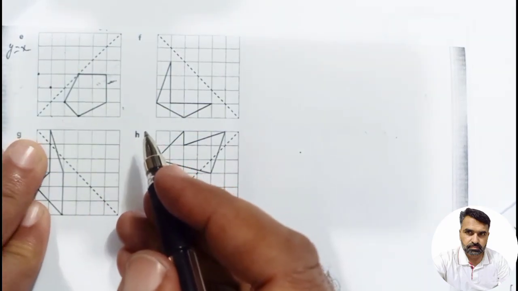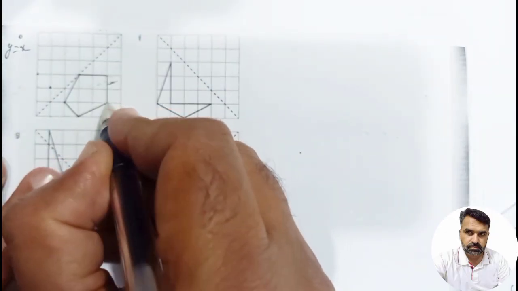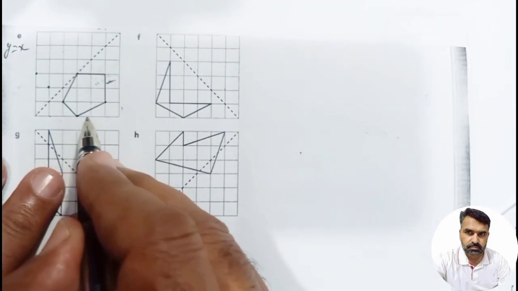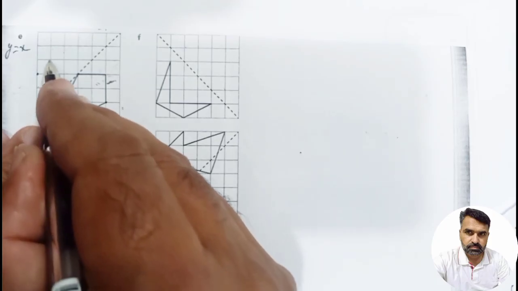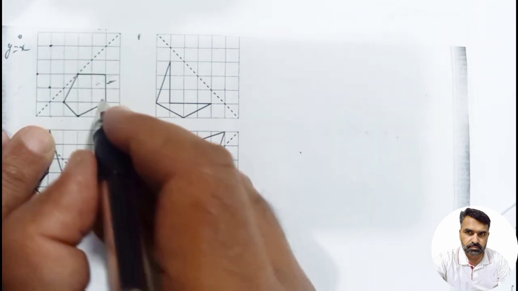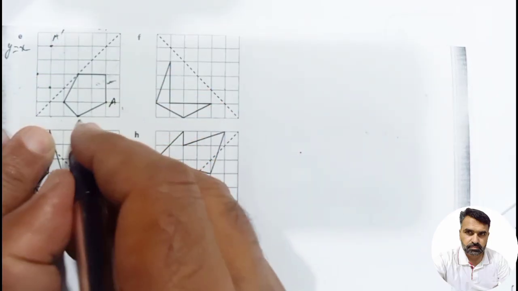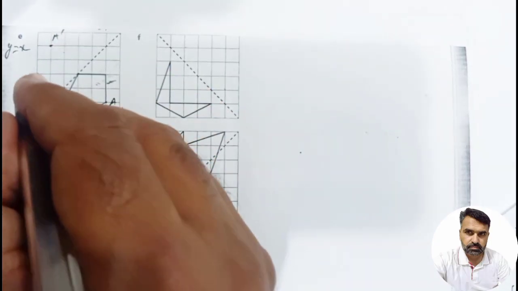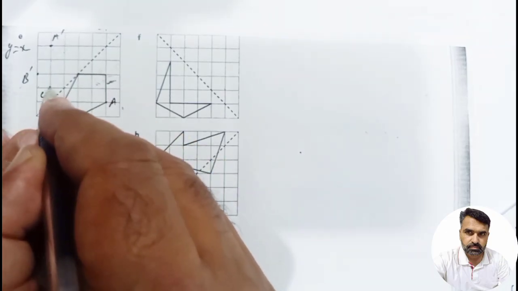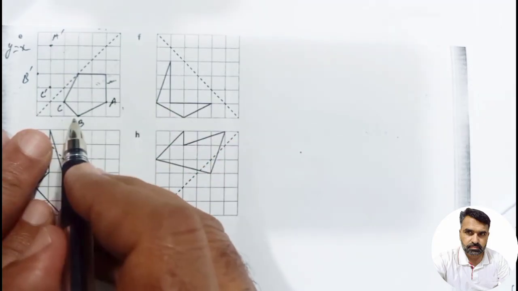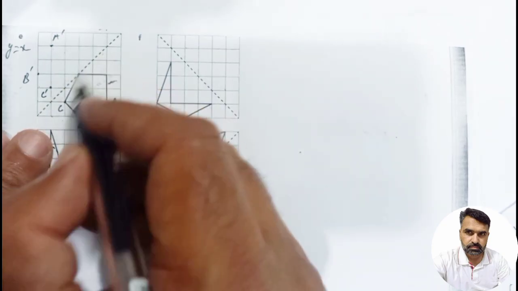Now students, the coordinates of this point are 1 and 5, so it is 1, 1, 2, 3, 4 and 5. So students, if it is A, then A prime will be this point, and if it is B, then B prime is this point, and this point is C, and C prime is this point. And now students, this point will not be changed because it is invariant and lying on the mirror line.